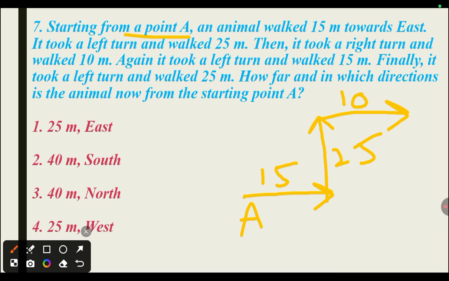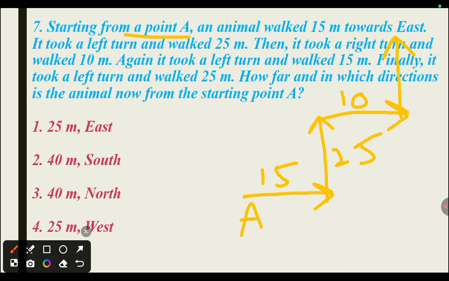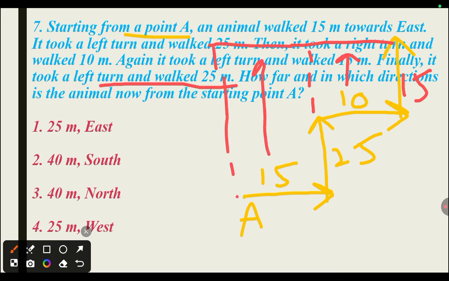Again it took a left turn. So east left, again north. It took a left turn and walked 15 meters here. Finally, it took a left turn and walked 25 meters. So north left turn is west actually. So 25 means here actually it is 10, because same follows, and here actually 15, the same follows. So 10 plus 15 together is 25 meters, and finally I'm landed here, or the final point is here.